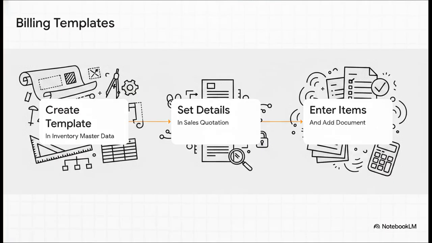Now, a successful billing cycle relies completely on your baseline fee structures, right? Before we even think about touching actual student data, we have to build our blueprints. So there are 3 critical steps here. First, you create the template in the inventory master data. Second, you set your details in the sales quotation module. And third, you enter the line items and add the document. It sounds simple on the surface, but you know the drill. The devil is absolutely in the details.